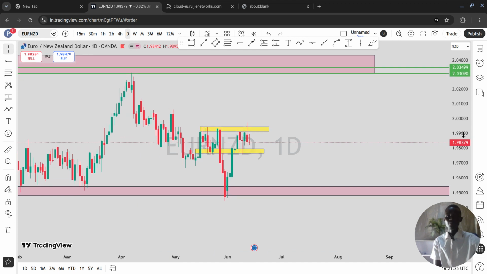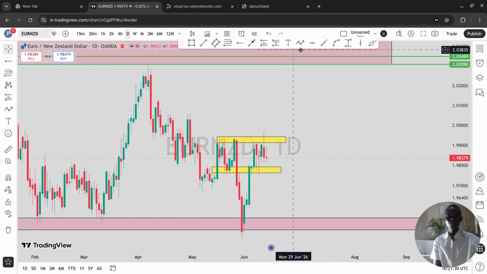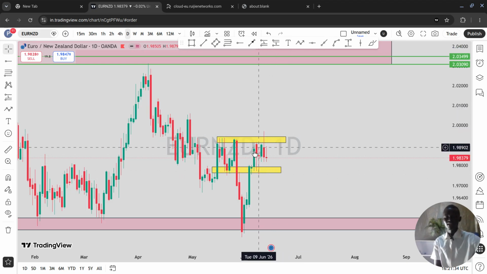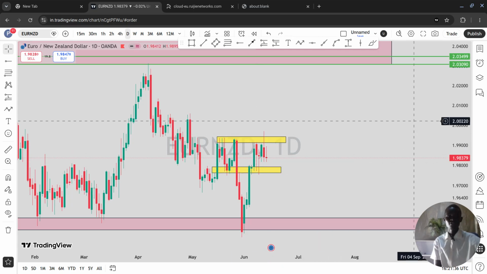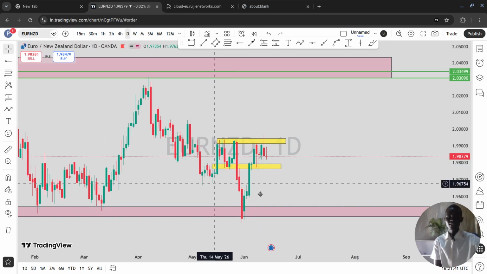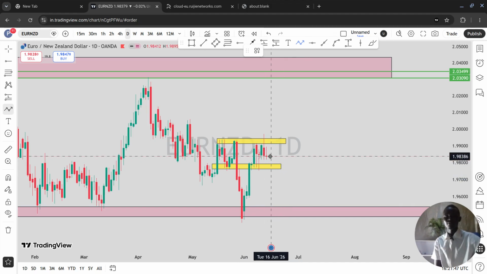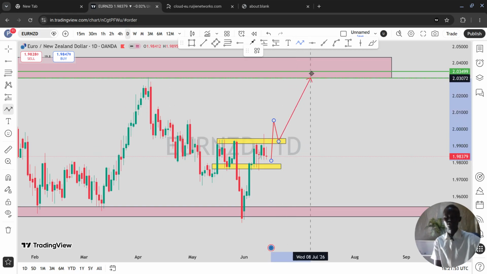The only thing I'm waiting for on Euro NZ is pretty simple. It's for it to break out of this yellow bar above here. Here we could see that this market is trying to form a head and shoulders. If you say this is the head, a shoulder is this side, and another shoulder is this side. So the only way I'm going to trade this market is for it to break out of this zone above here, come retest it, then I will be trading the pullback all the way to the prime target somewhere here.